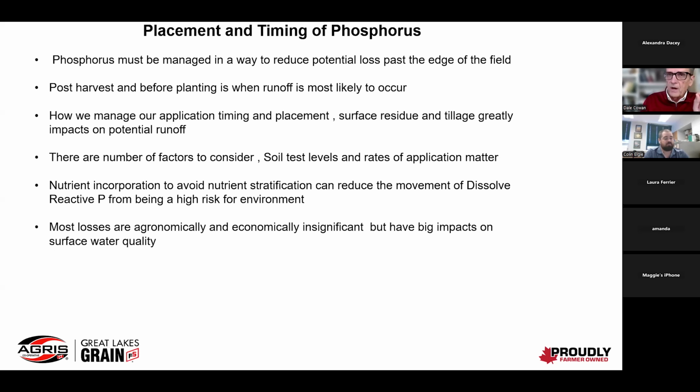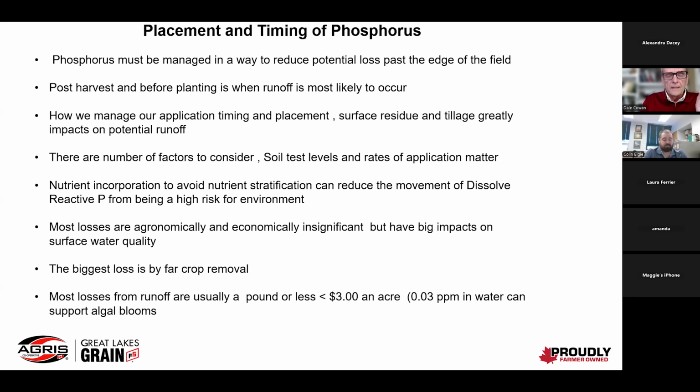But the losses are small. It is neither of agronomic nor economic significance. We're talking less than a pound of phosphorus, so there's just no agronomic significance to the amount that's lost. However, it is extremely damaging to surface water, right? As little as 0.03 ppm of phosphorus in the water can support an algal bloom. So it doesn't take much to have surface water problems.